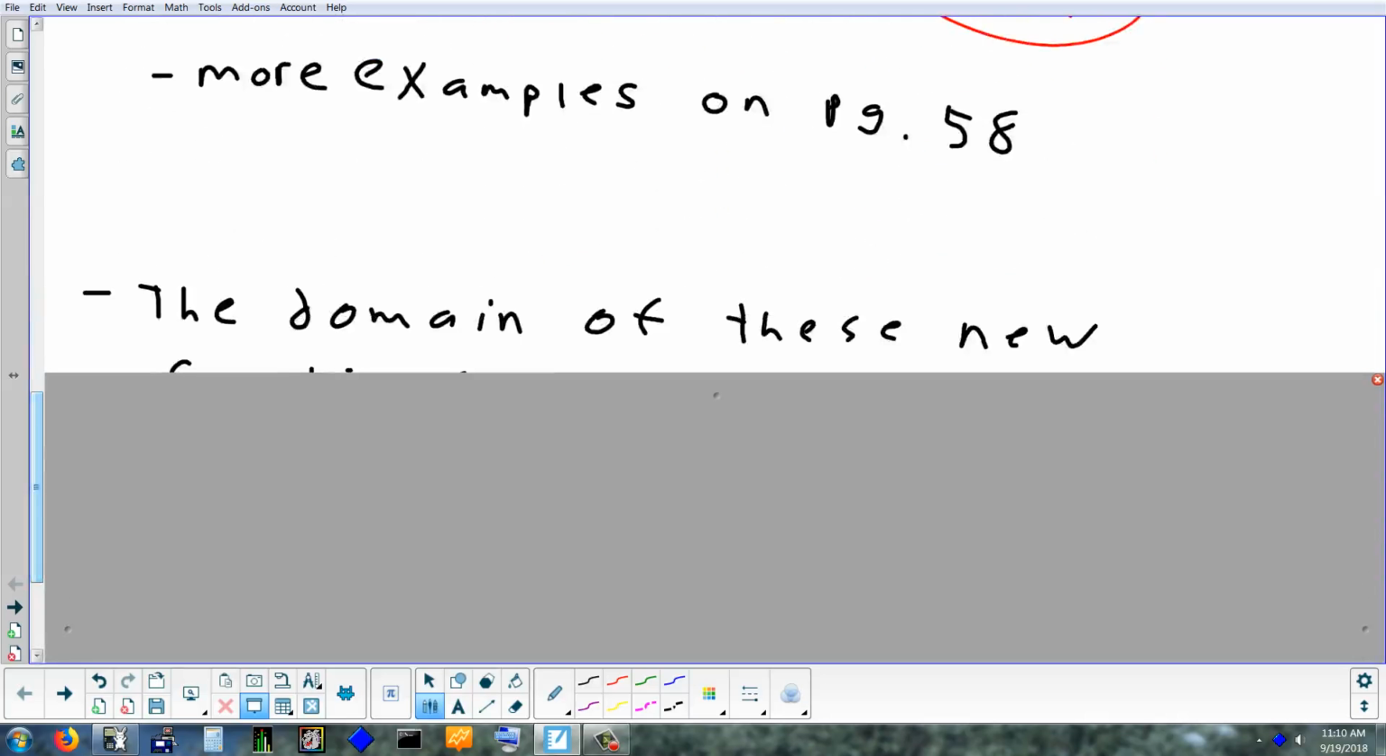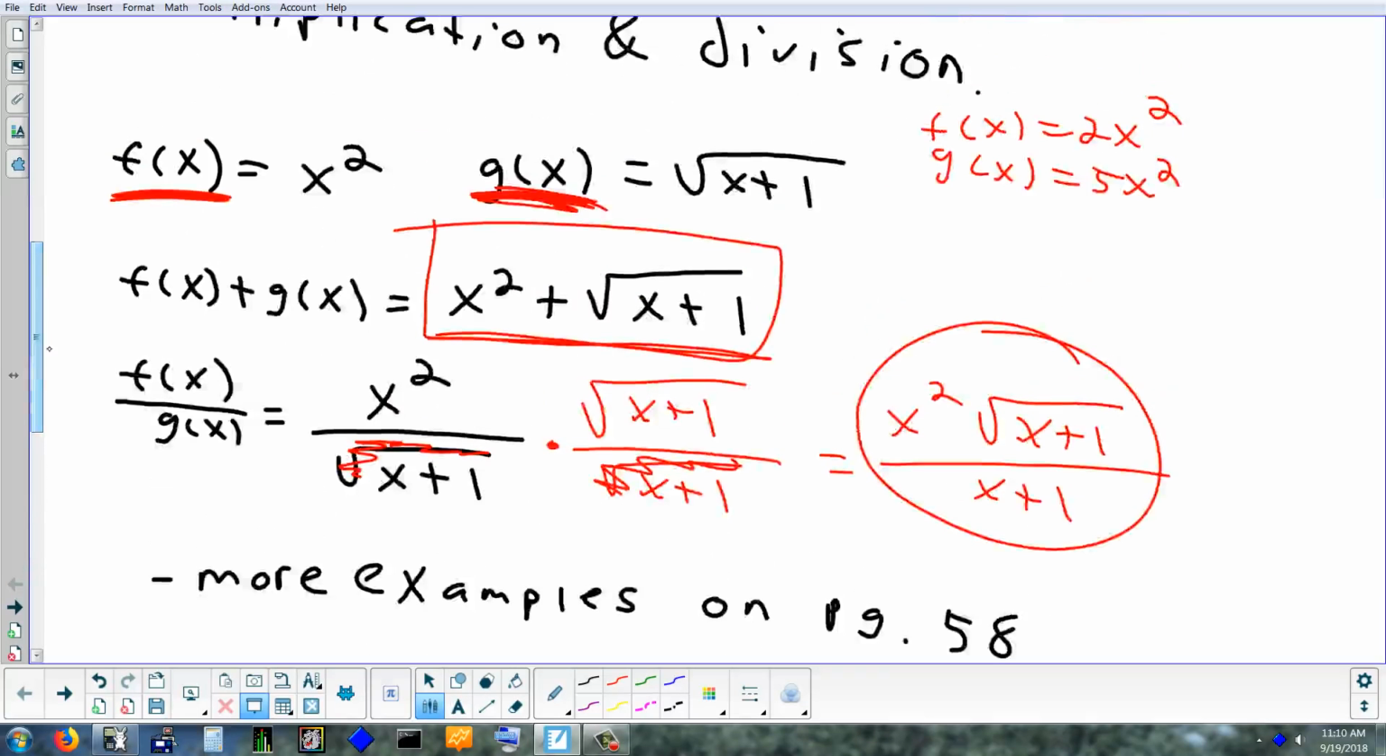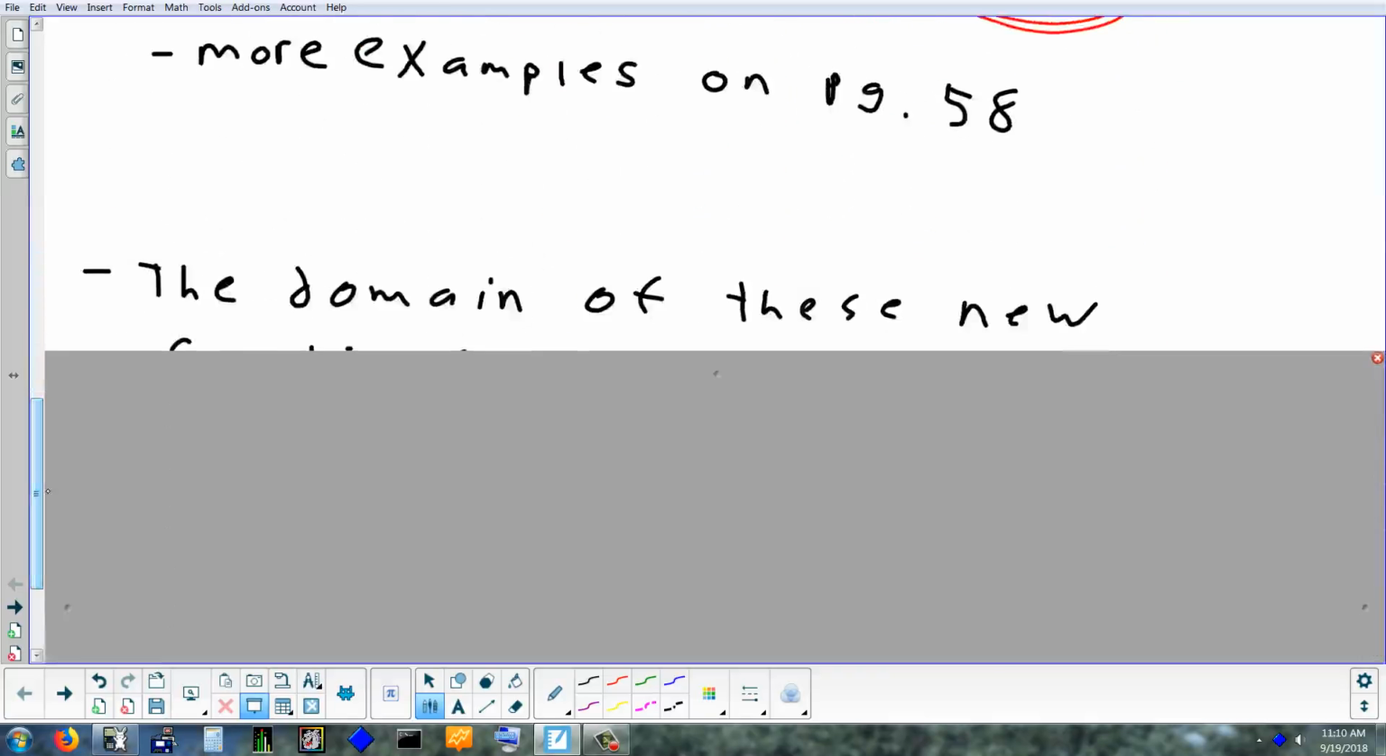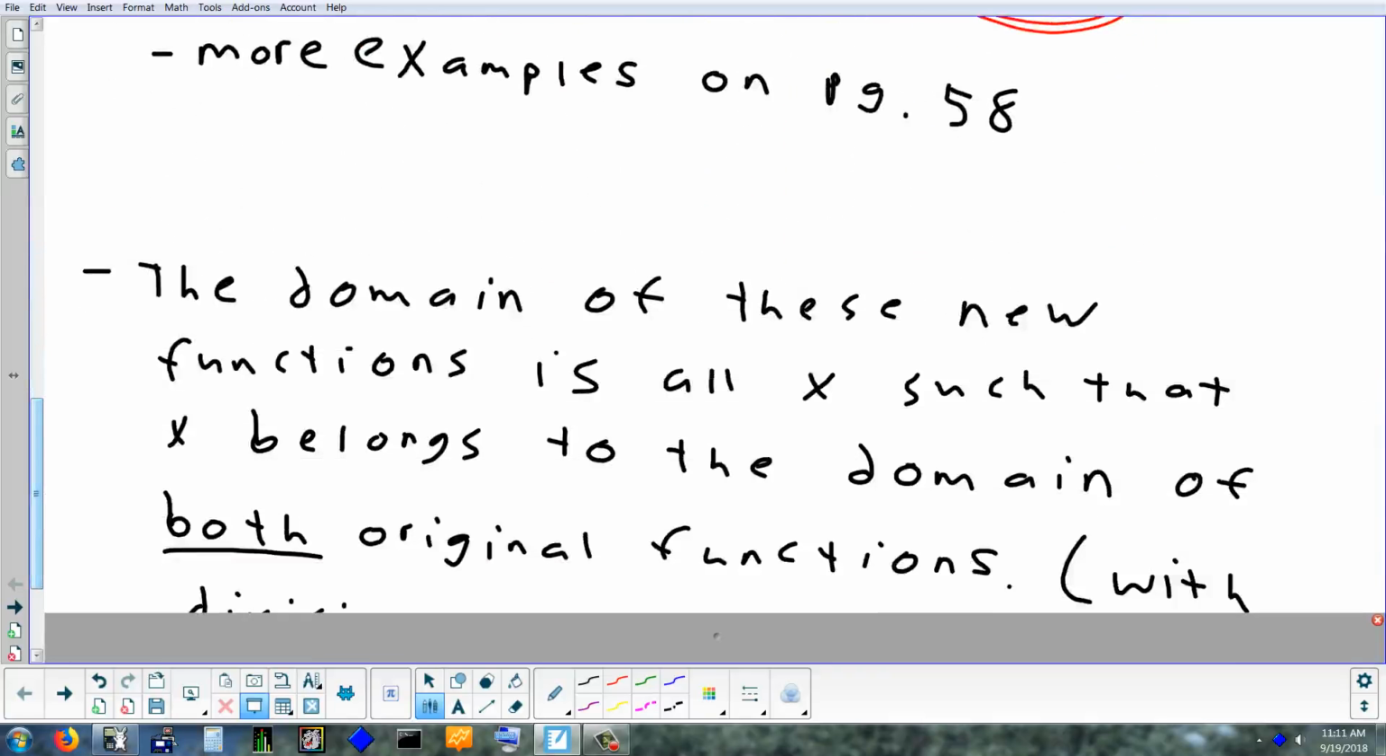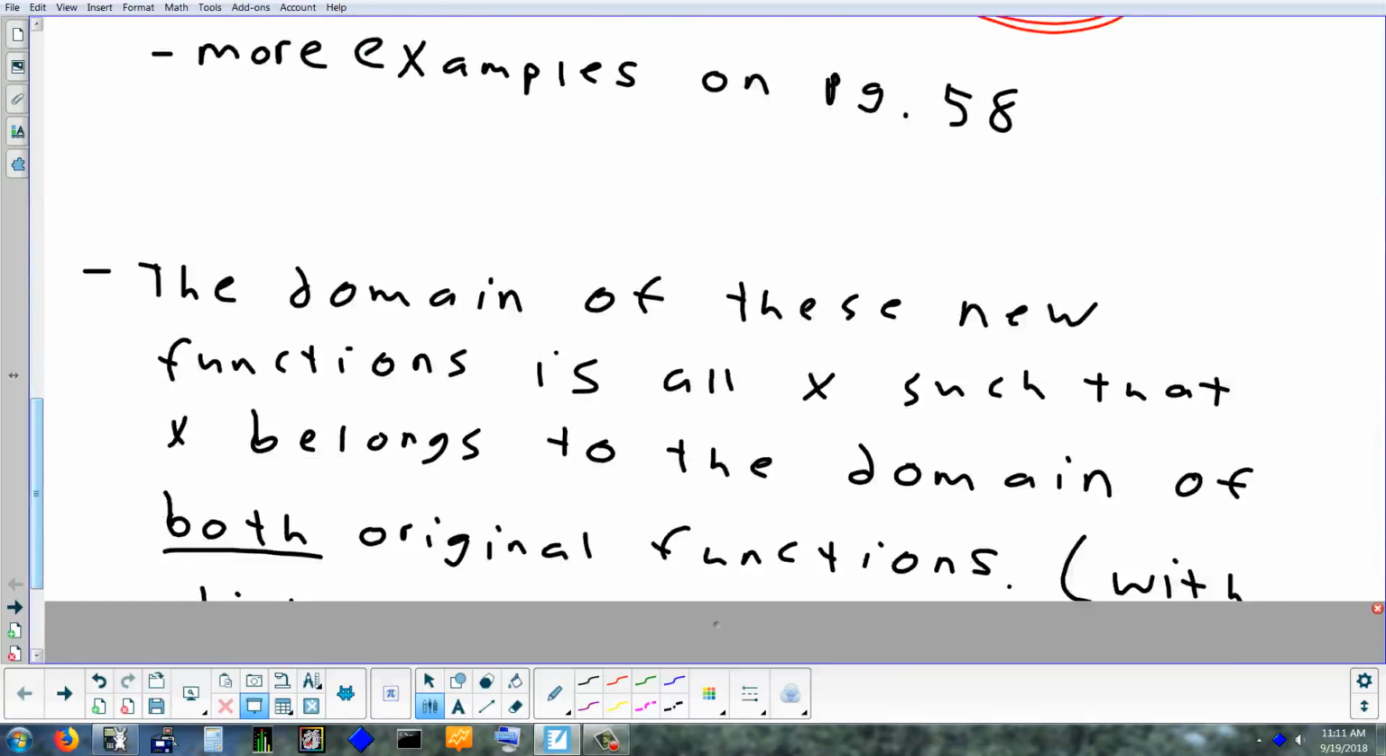So, how would we figure out the domain of that or that? How would we figure out the domain of the new function we created from the originals? Well, the domain is basically all x values that work in both original functions. Not just one, they have to work in both.